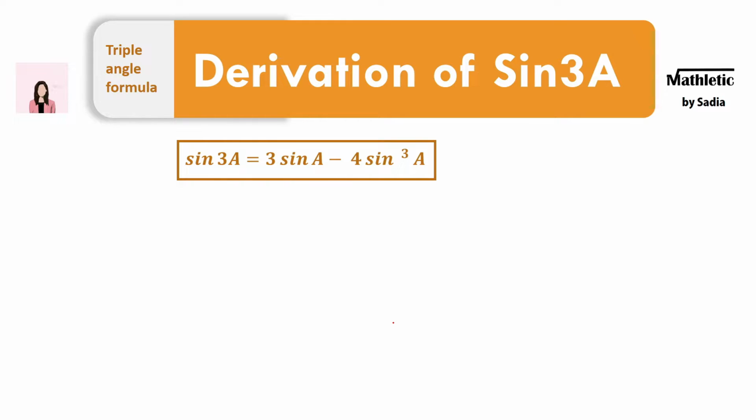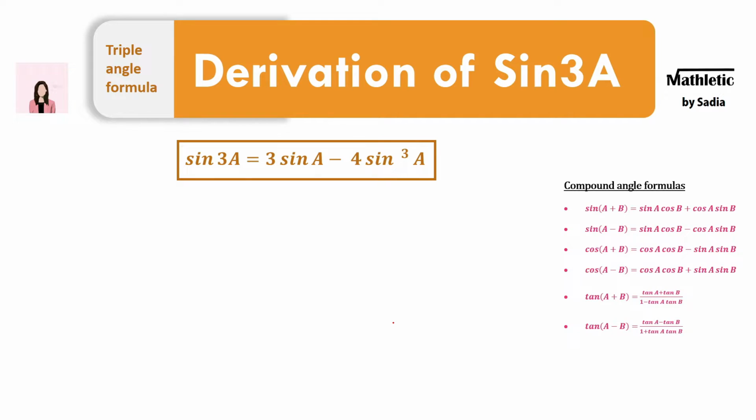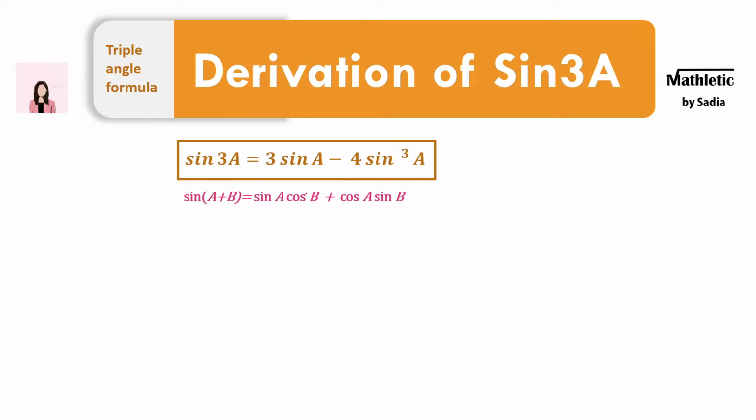To derive the formula for sine 3A, we need to take help from the compound angle formula. So I will be using the very first formula, and for 3A, we have to use A plus 2A. In that case, we can get 3A. So we need to replace all the B in this equation by 2A. Substituting B equals 2A in this equation will give us this line, and as we can see, we get cos 2A and sine 2A.